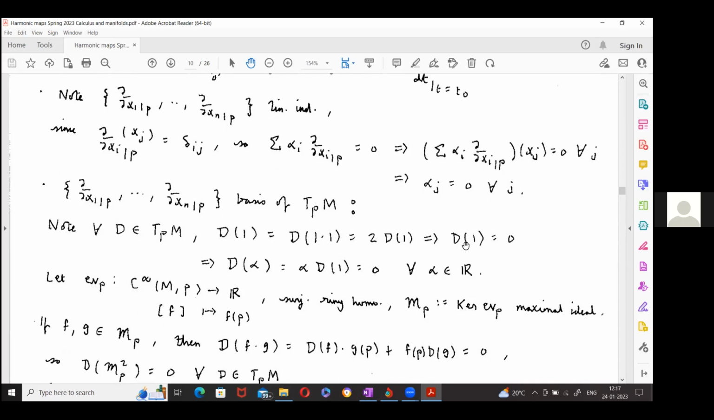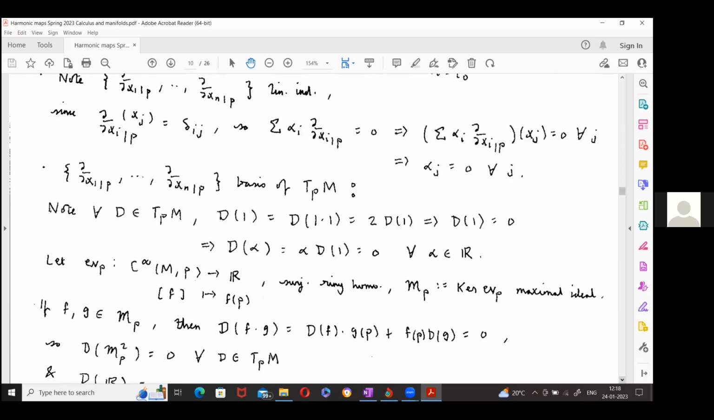So d, any tangent vector, maps the constant function 1 to 0. That's what you would expect, right? A tangent vector is a way of differentiating, so it should give the value 0 applied to any constant function. And then by linearity, if I take any constant function alpha, then d of alpha will be alpha times d of 1, so that will be 0. Therefore, d vanishes on all the constant functions.